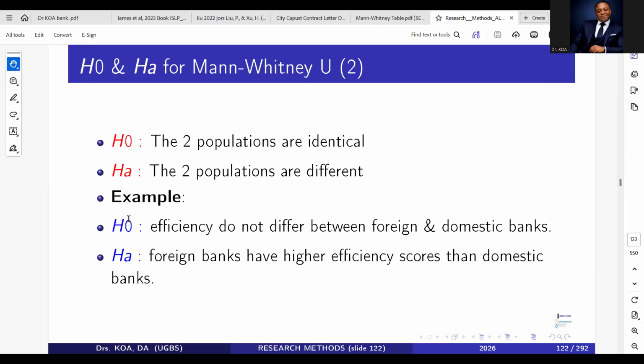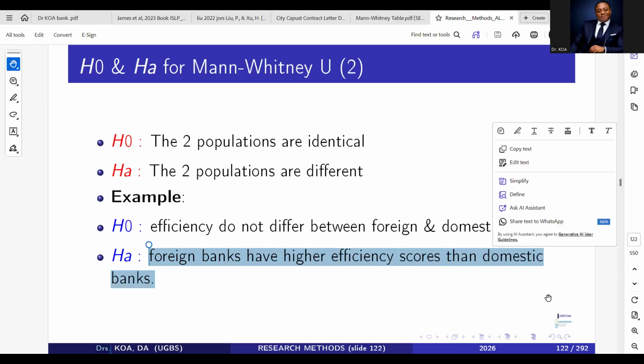That is good. So the first one, efficiency do not differ between foreign and domestic banks. That is a null hypothesis. The alternative ordinarily should be efficiency differ between foreign and domestic banks. That's it. But this first one, this alternative, is saying that foreign banks have a higher efficiency than domestic banks. This statement, have a higher efficiency than domestic banks, its null hypothesis should rather have been what?